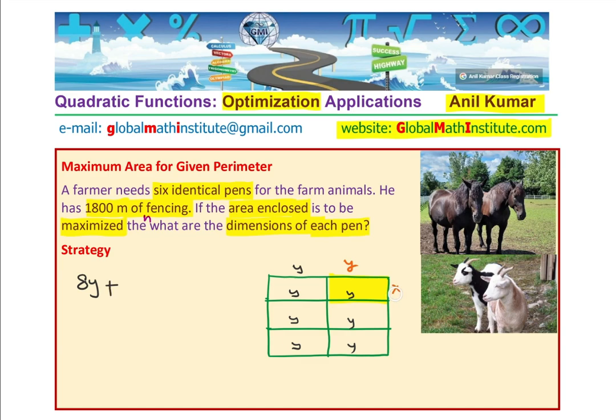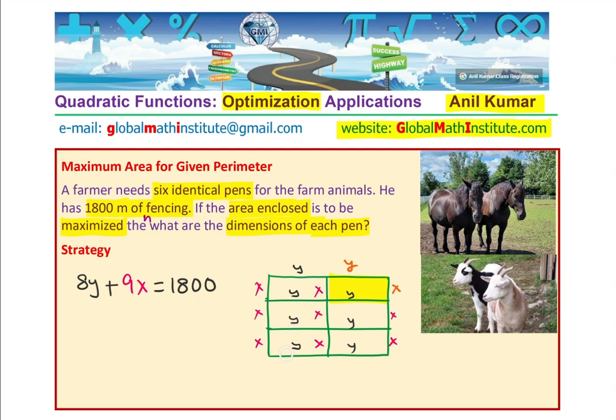Plus, how many x's are there? For x, do you see that? These are all of length x. So we have 9 of these, correct? And this total is definitely equal to what? 1800 meters, which is the total fencing. So that relates x and y.